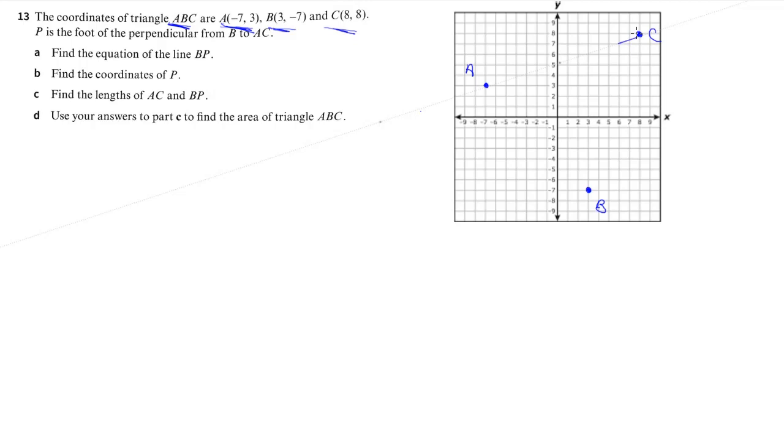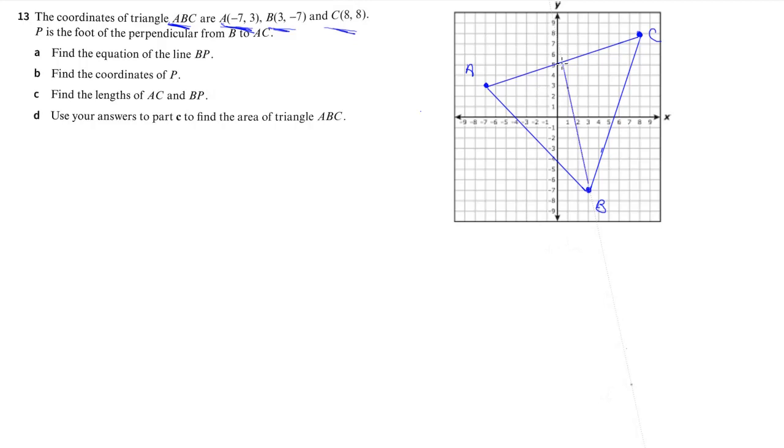And what they're telling me is that there's this point P. And point P is the foot of a perpendicular line that goes from B to AC. So the foot is the part where the right angle is. So if I visualize a line that goes from point B to AC, but at AC it creates a right angle, it's going to look something like this.